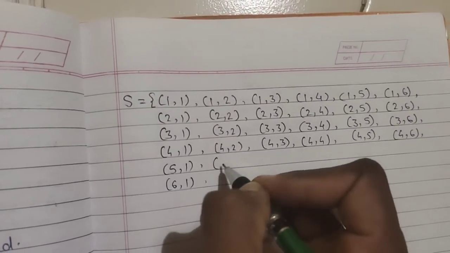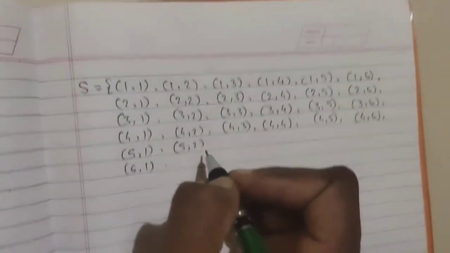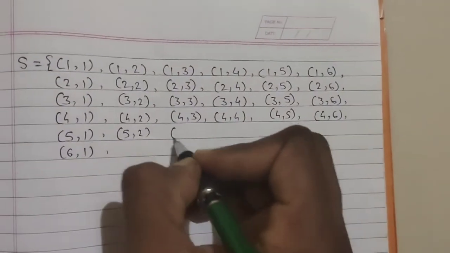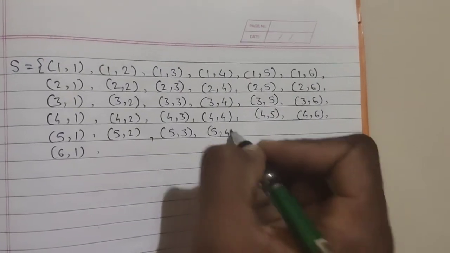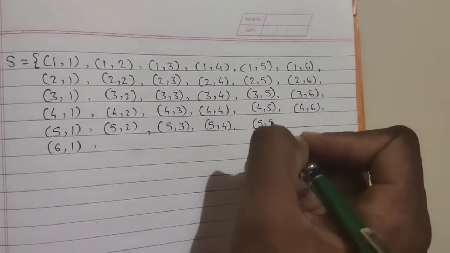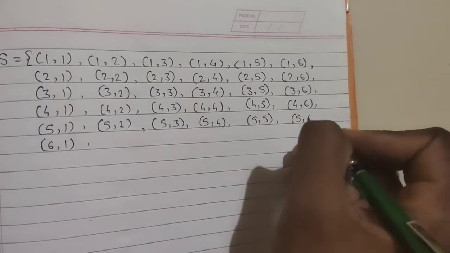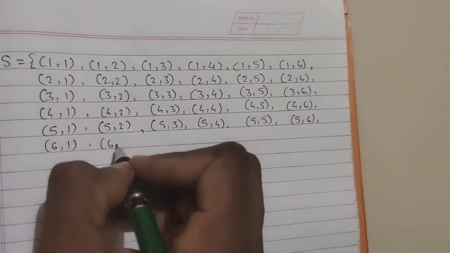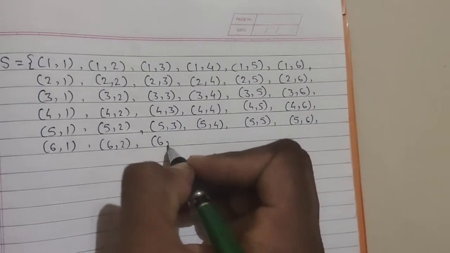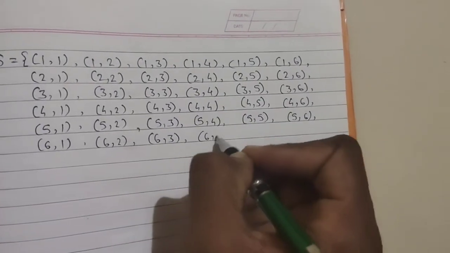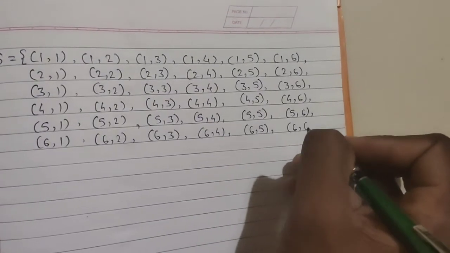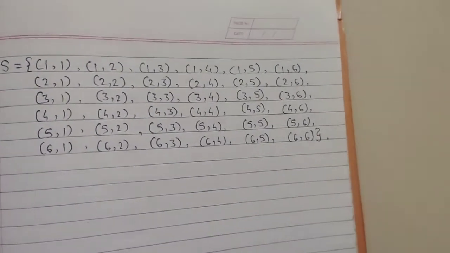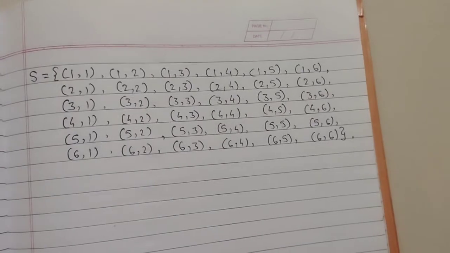Then 5 1 already written. 5 2, 5 3, 5 4, 5 5, 5 6. Similarly for 6 1, 6 2, 6 3, 6 4, 6 5, 6 6. So in this way we have written sample space S.